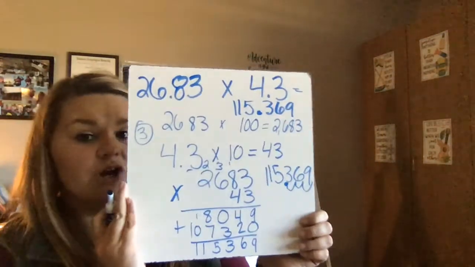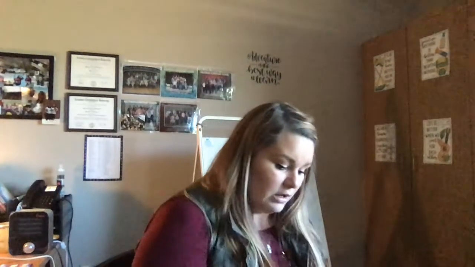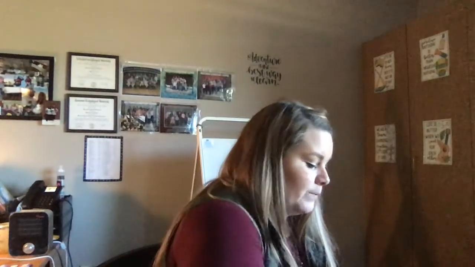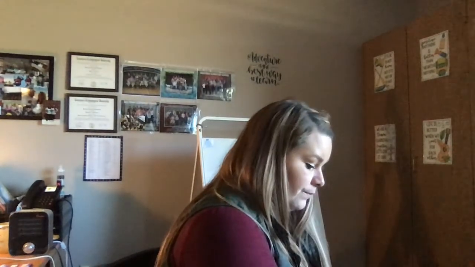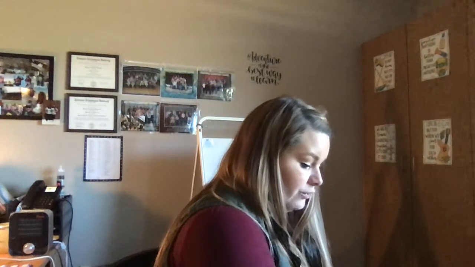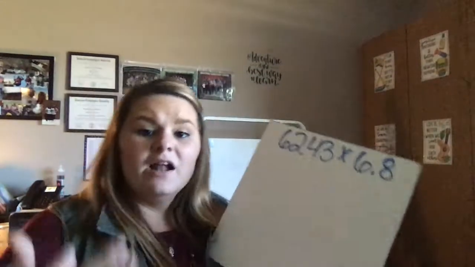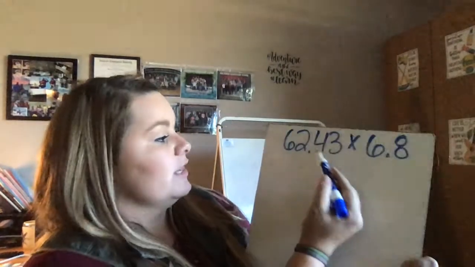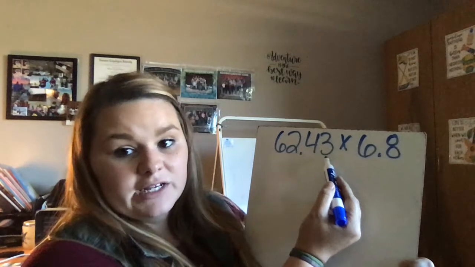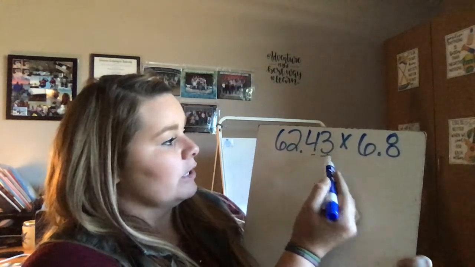And so I'm going to show you another example about how we can use this method to solve multiplication problems with decimals. So this time we're going to do 62 and 43 hundredths times 6 and 8 tenths, just like this. And so now that I've showed you why that kind of works, I'm just going to show you a shortcut way to solve. So in this problem, there are 2 digits after the decimal, here and here, okay?